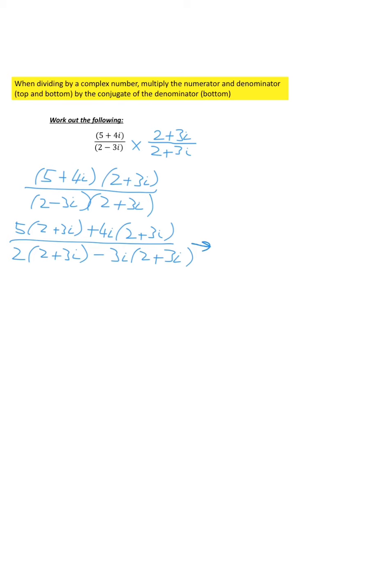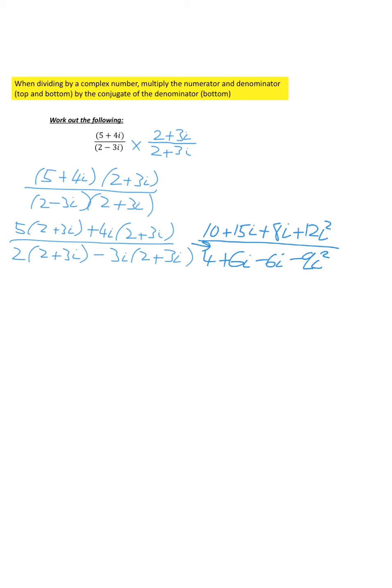Okay, so let's start out the numerator first. So 5 times 2 is 10, 5 times 3i is 15i, then 4i times 2, that'll be 8i, then 4i times 3i would be 12i squared. Now the denominator, so 2 times 2 would be 4, 2 times 3i would be 6i, minus 3i times 2 would be minus 6i, and then minus 3i times plus 3i will be minus 9i squared.